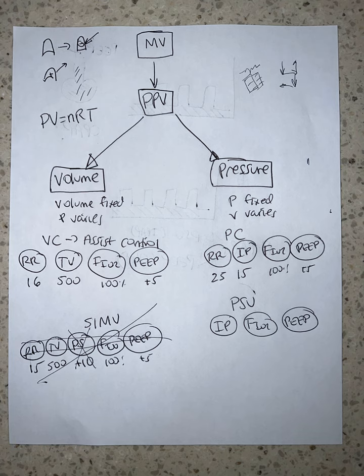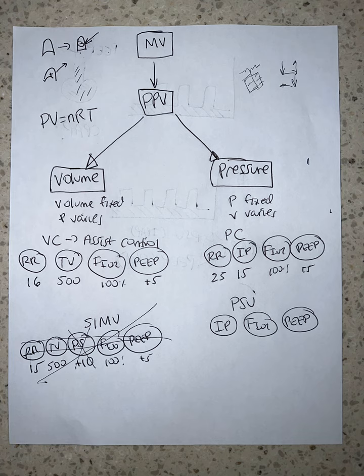Pressure ventilation is the other way. Pressure is fixed and volume varies. There are two ways to do pressure ventilation. You can do it like assist control, which is called pressure control. In pressure control, you dial in a respiratory rate, an inspiratory pressure, FiO2, and a PEEP. We'll talk about PEEP later.